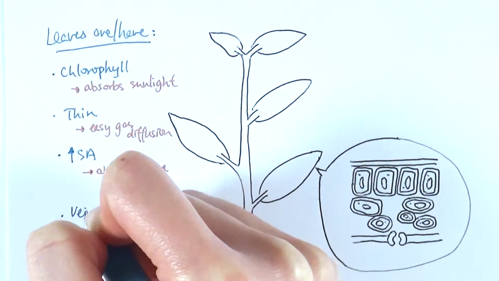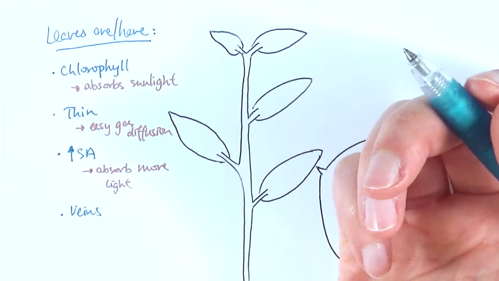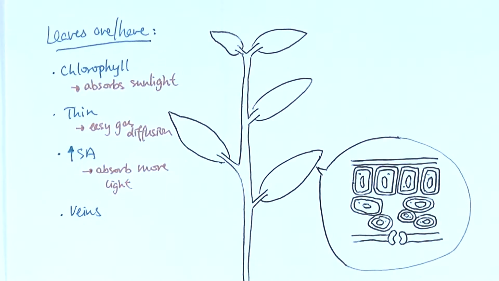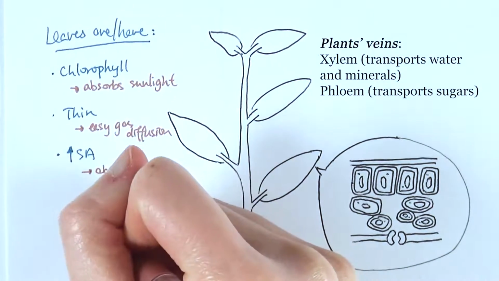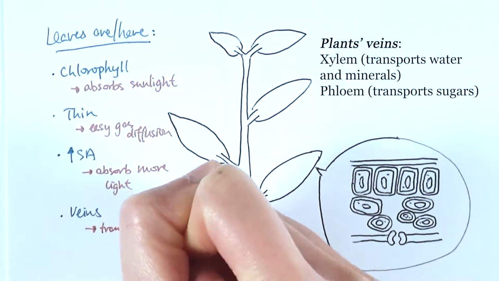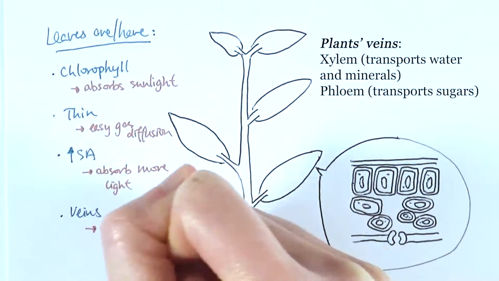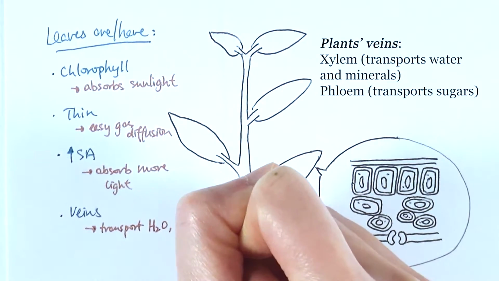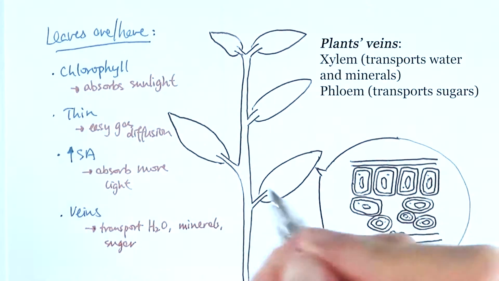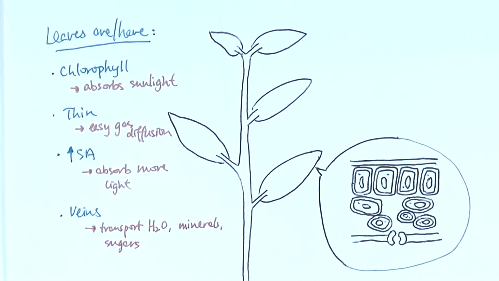They also have veins, and what we mean by that is vessels. There are two types of vessels, two types of veins: the xylem and the phloem. The idea is that they can transport useful substances around the body, and specifically it's about transporting water, minerals, and also sugars around the plant. So these are some of the characteristics that leaves have to help them do a good job of making sure they can do photosynthesis.